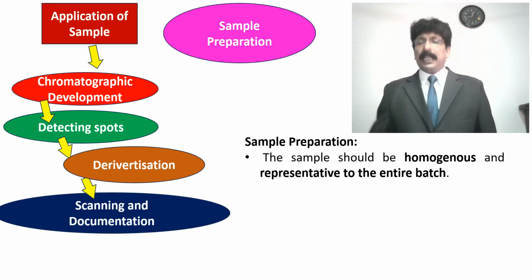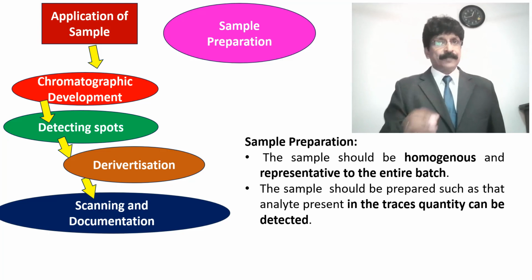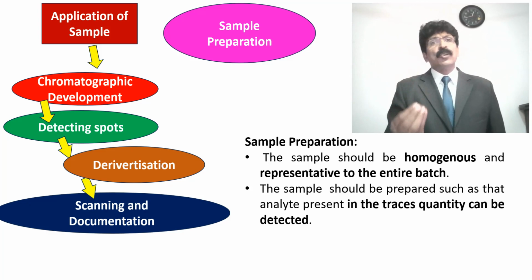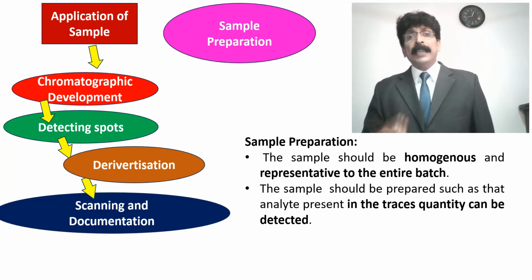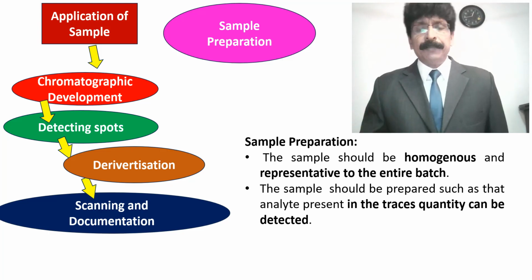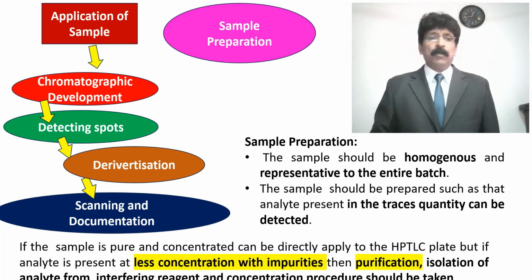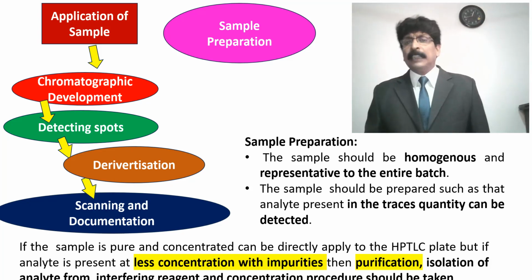representative for the whole experiment. The sample should be prepared such that the analyte, the phytochemical constituent present in trace quantity, can be detected. So the compound which you are taking should be without impurity, first choice, and it should be in a detectable amount. If the sample is pure and concentrated, it can be directly applied to the HPTLC plate.